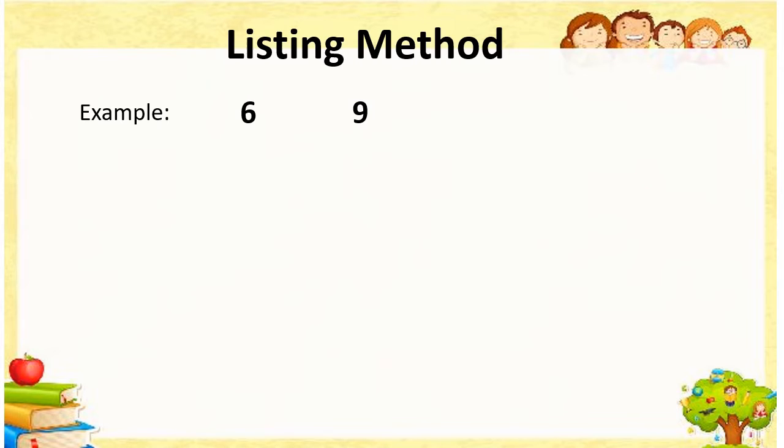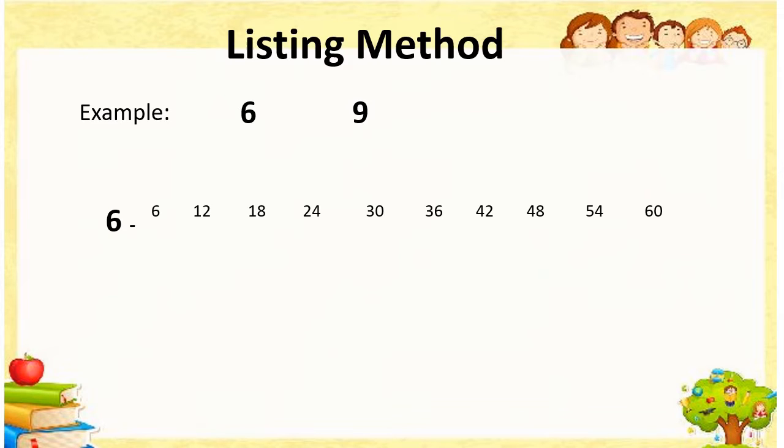We have 6 and 9. Ang gawin natin, ilista natin yung multiples ng 6. So, what are the multiples of 6? We have 6, 12, 18, 24, 30, 36, 42, 48, 54, and 60. Ang ginawa lang natin is pinag-multiply lang natin yung 6: 6 times 1, 6 times 2, 6 times 3, and so on. Para makita natin yung multiples ng mga numbers.